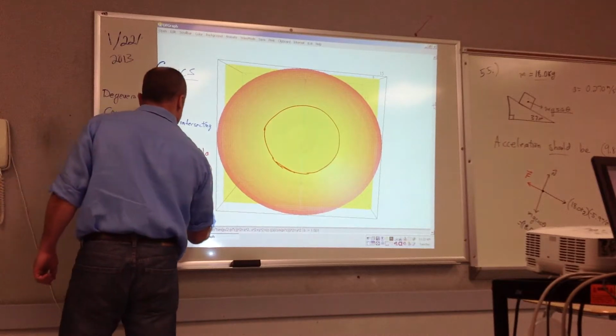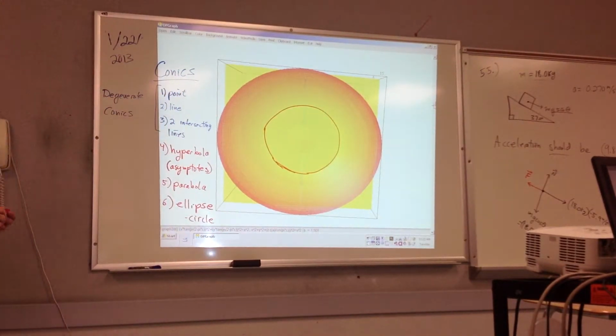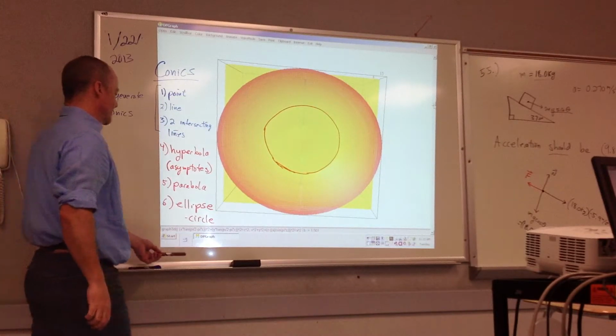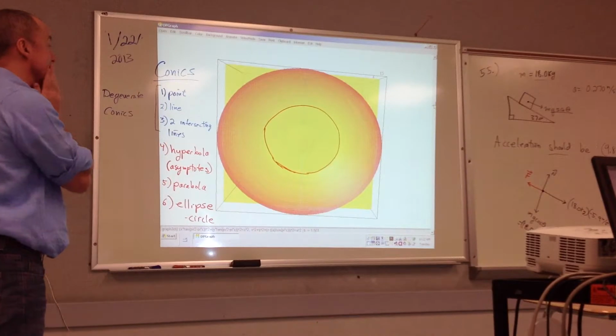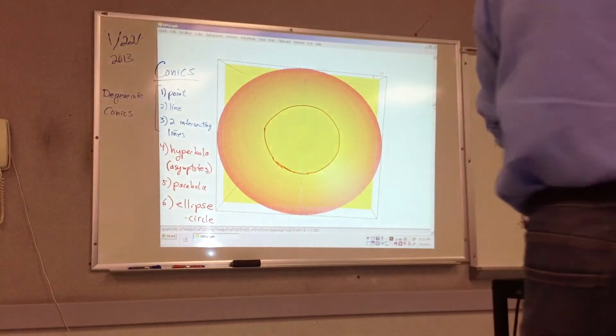And the circle is just a special case of the ellipse. It's not a different type of conic. It doesn't get its own family. It's just an ellipse with a couple of special properties we'll talk about.